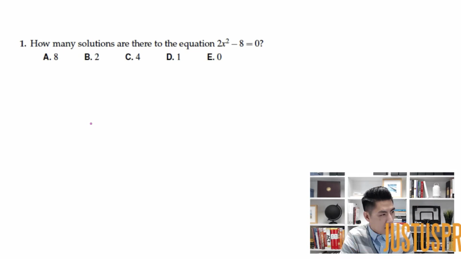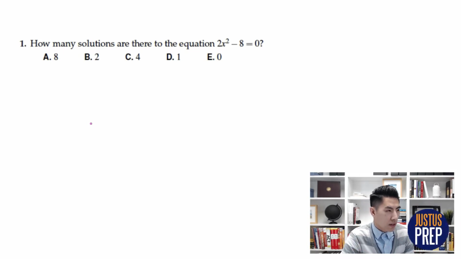Question number 1: how many solutions are there to the equation 2x squared minus 8 equals 0? Now there are actually various ways to solve this problem. Probably the first way that most students would try to solve this is to just solve for x.